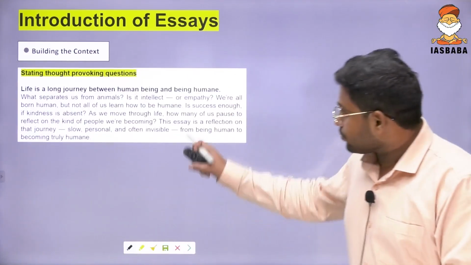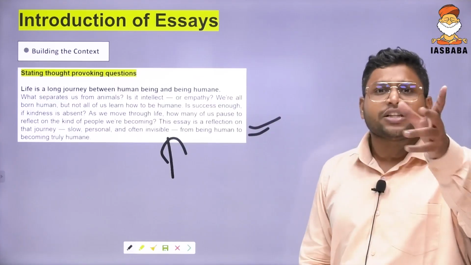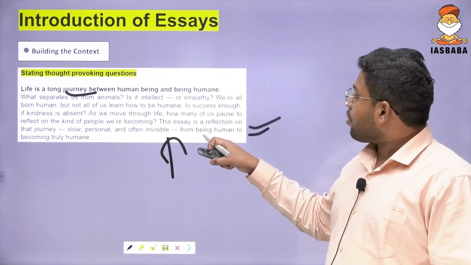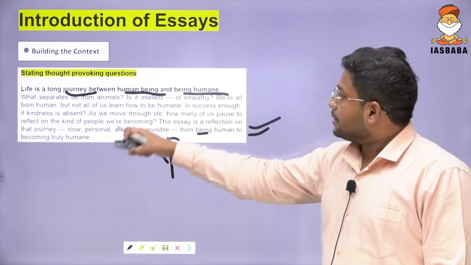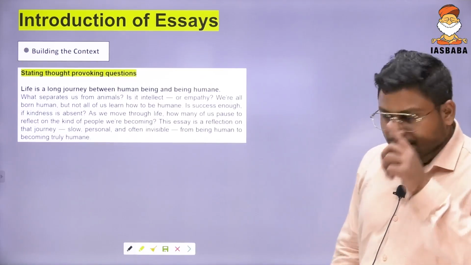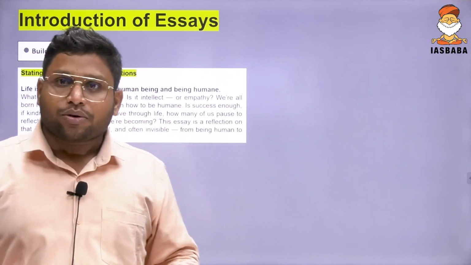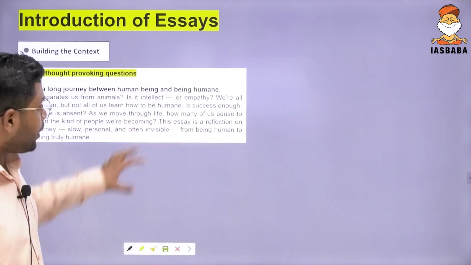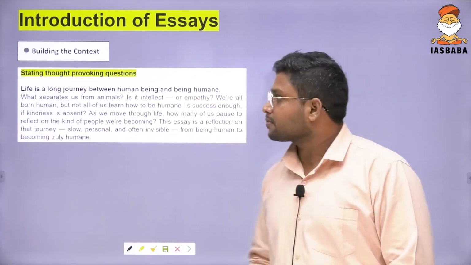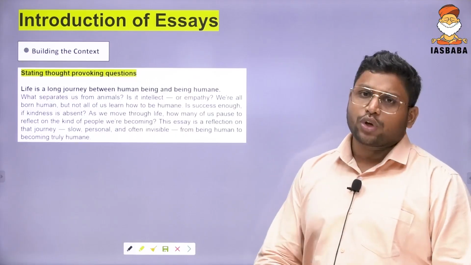Okay, so here this person has done that too in a very good manner. This essay is a reflection on that journey. That journey, slow, personal, and often invisible, from being human to becoming truly human. So overall, he has got the crux, and he made a few questions for the reader to think about. The reader now very clearly knows that I am going to get all the answers in the essay. Clear? Easy, very easy, stating some kind of questions or some thought-provoking questions.